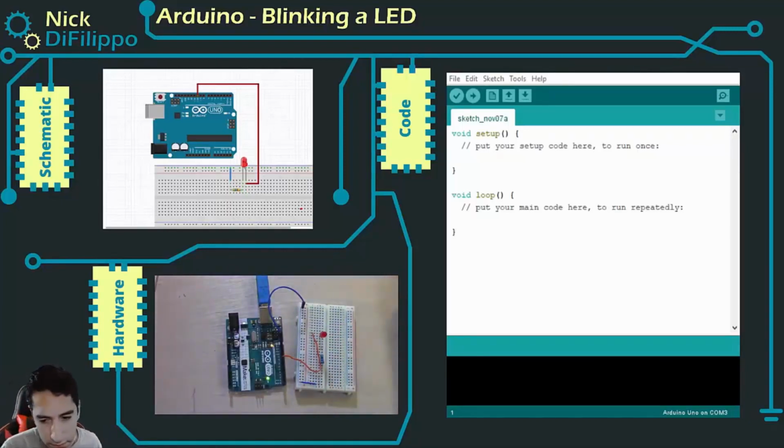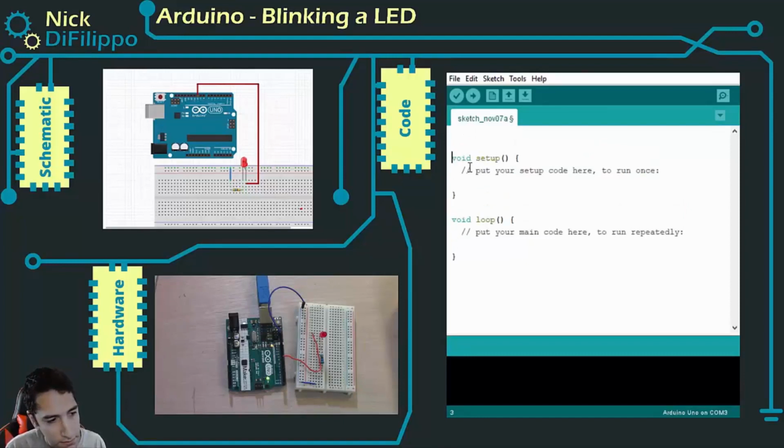So in the Arduino software, we have this void setup and this void loop. When the Arduino runs, it runs the setup at the very beginning one time, and then it continually goes through this loop. So what I want to do is declare a pin value, LED pin. I need to declare it as an integer. LED pin is pin 8.